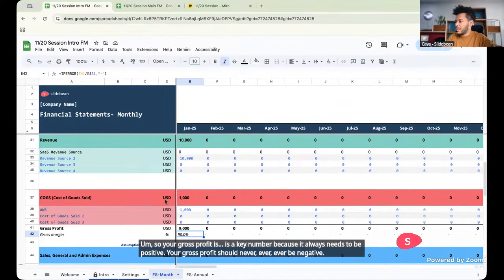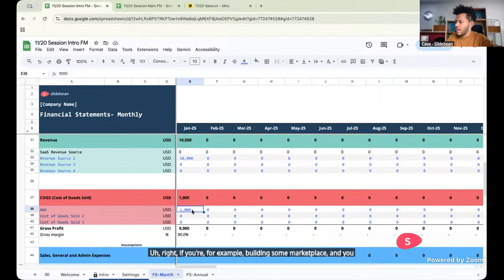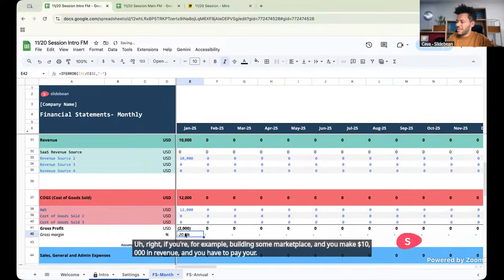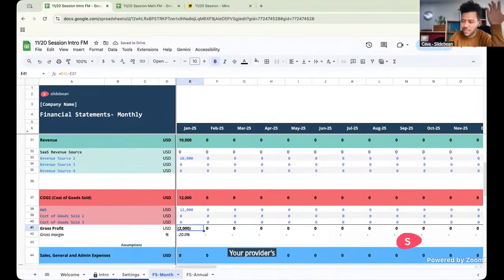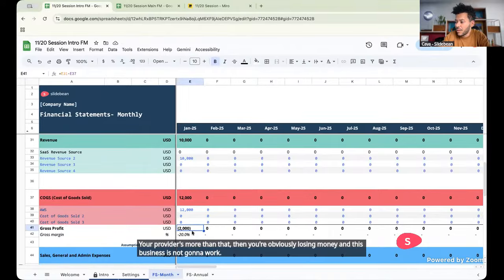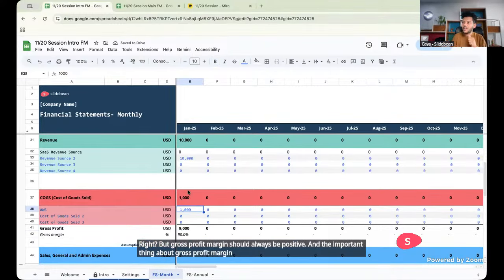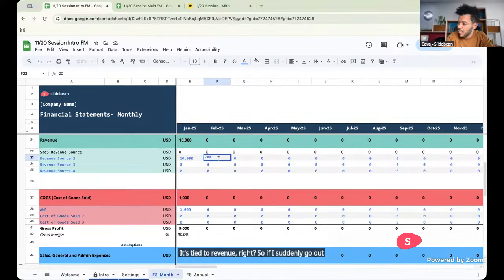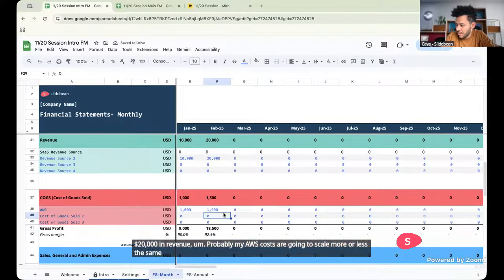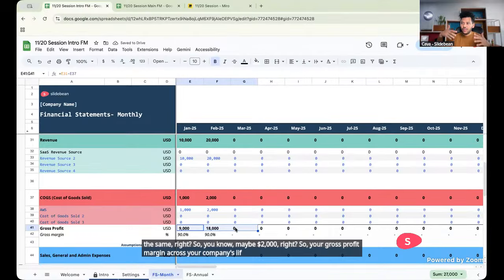If you're, for example, building some marketplace and you make $10,000 in revenue and you have to pay your providers more than that, then you're obviously losing money and this business is not going to work, right? But gross profit margin should always be positive. And the important thing about gross profit margin is that it's tied to revenue, right? So if I suddenly go out and make $28,000 in revenue, probably my AWS costs are going to scale more or less the same, right? So, maybe 2,000, right? So your gross profit margin across your company's lifetime might shift as you reach some scale, but it's probably going to be a really stable number. So that's one important number to take.